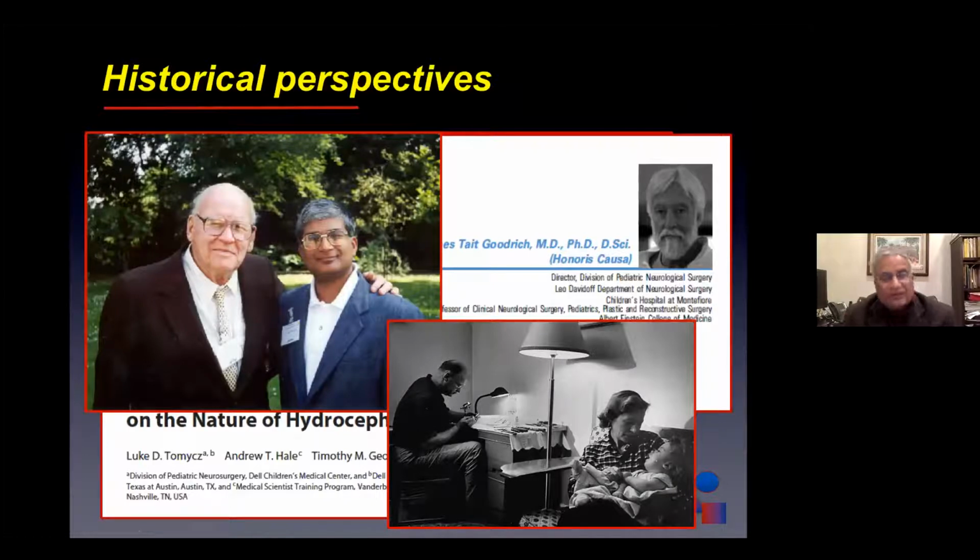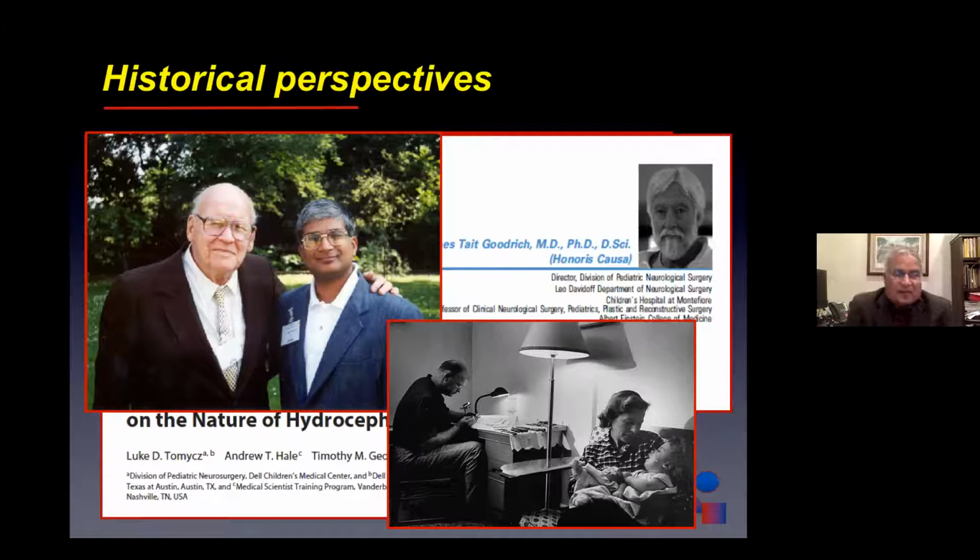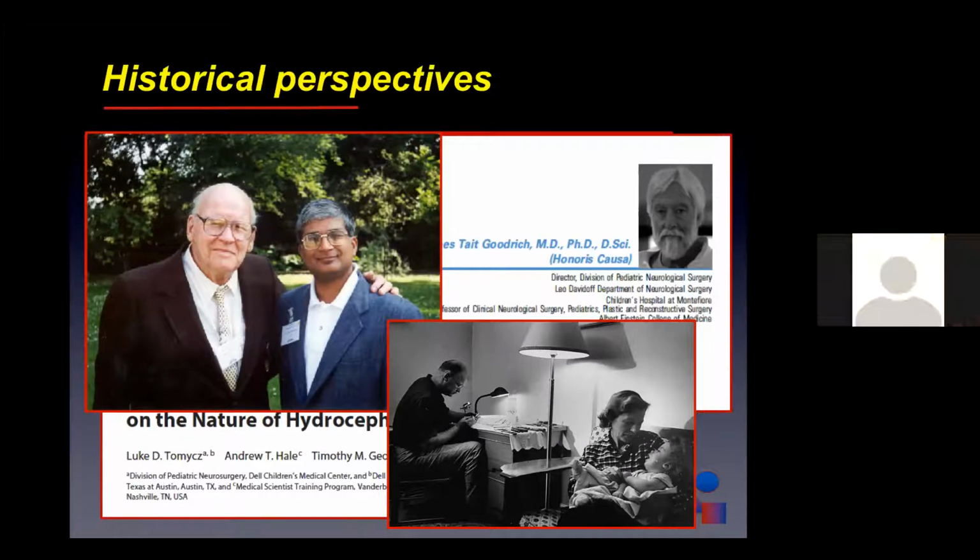To my benefit, to my good luck, Dr. John Holter, the man who invented the shunt, as you see him here with his son, Casey, who had the first shunt inserted back in the 50s, came to my lab, started my efforts, encouraged me tremendously, and told me one thing simple. All hydrocephalus research stopped with the shunt.